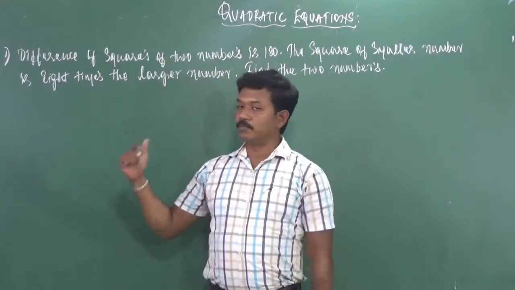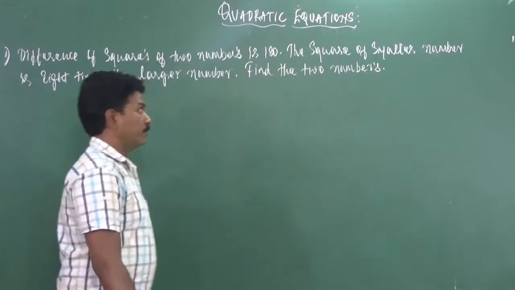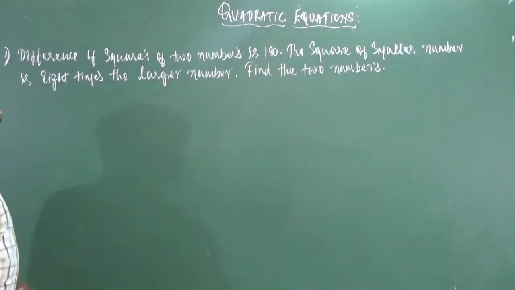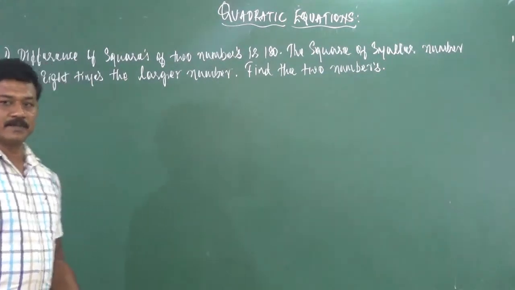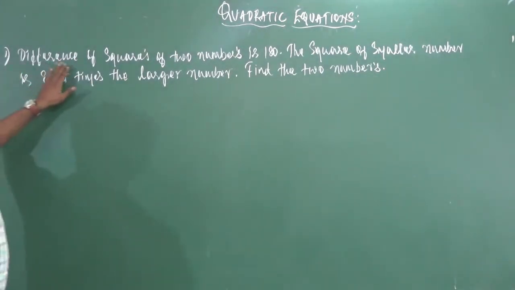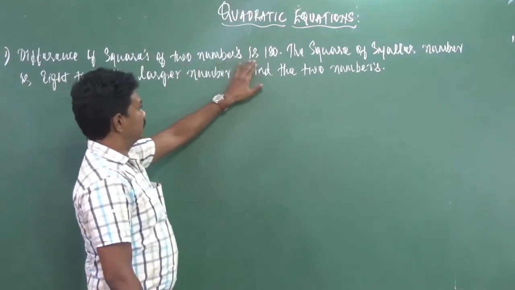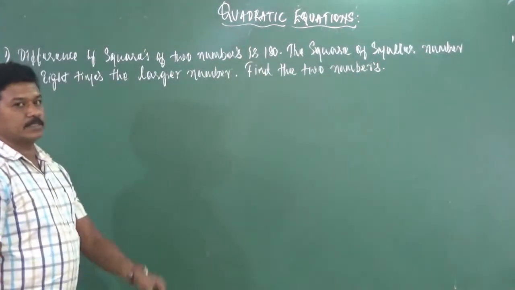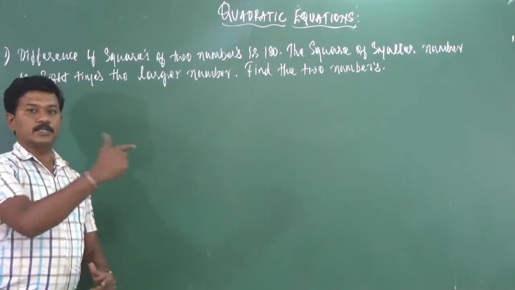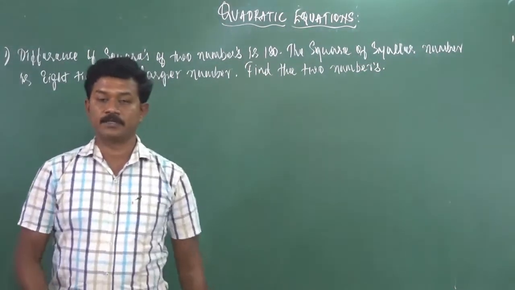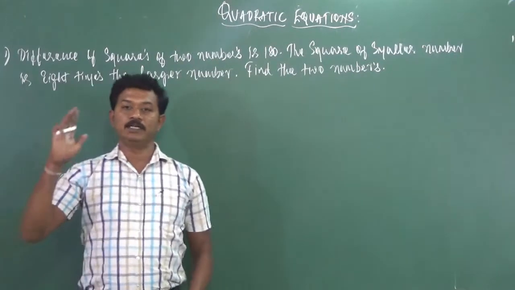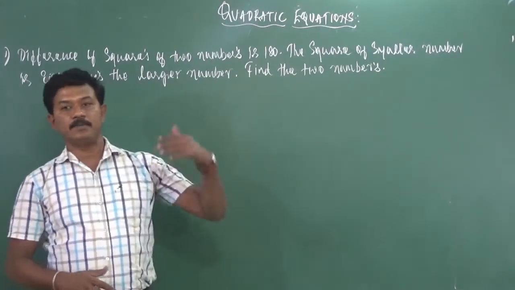So on the board I have a very important problem for you. It's a challenge. I would not like to call them problems, they are nothing but small challenges. So: the difference of squares of two numbers is 180. Difference, subtraction, squares of two numbers. He has particularly mentioned two numbers, so we will consider two numbers. One is x, another number be y.